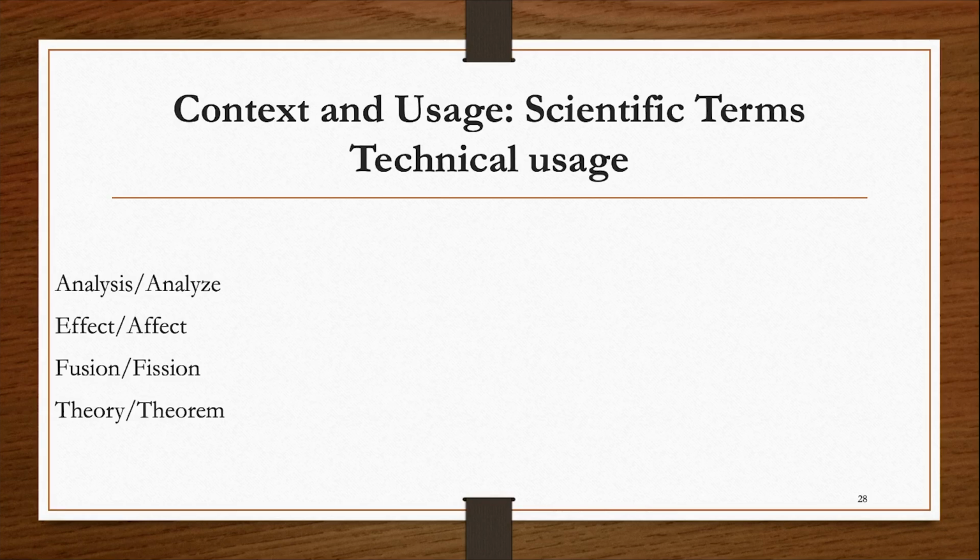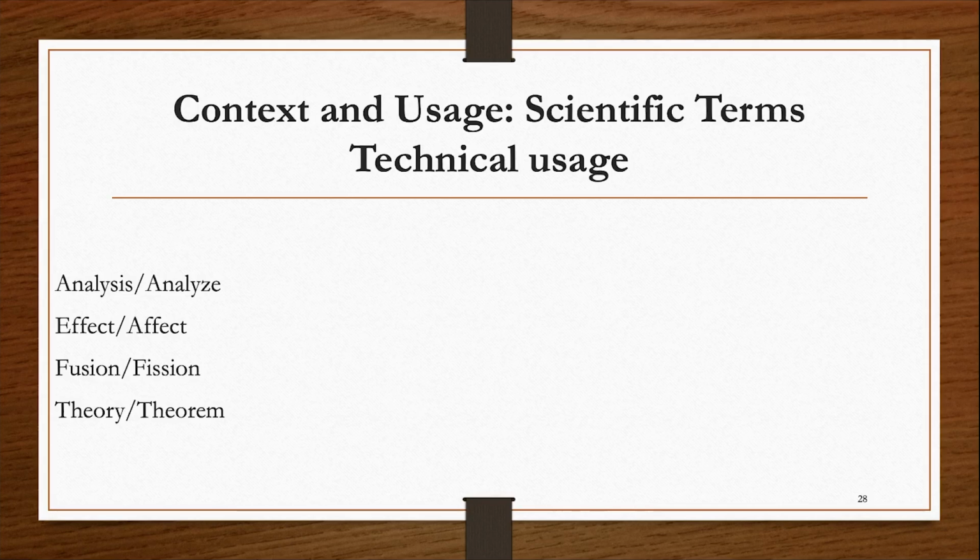Then theory and theorem. Theory is a well substantiated explanation of some aspect of the natural world supported by some evidence. The theory of evolution explains the diversity of life on earth. Whereas a theorem is a statement or proposition in mathematics or logic that has been proven based on some previously established statements. Pythagoras theorem is a fundamental principle in geometry. That is the difference between theory and theorem.